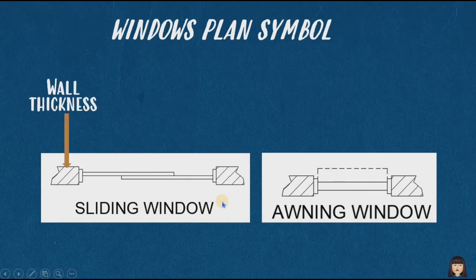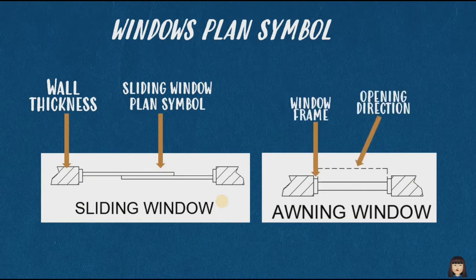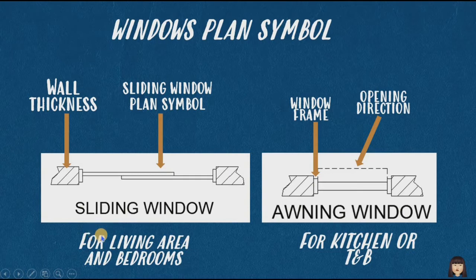First, of course, the wall thickness. We will use 0.15 as our wall thickness because it's always located on the outside wall. And then we have here the sliding window plan symbol. We're going to use the window frame and also the opening direction of the awning window. And again, we're going to use the sliding window for the living area and bedrooms, while the awning window we will use for the kitchen and toilet and bath.